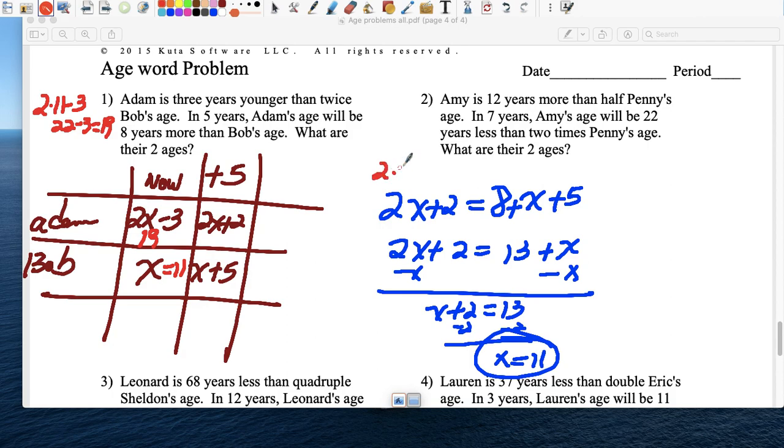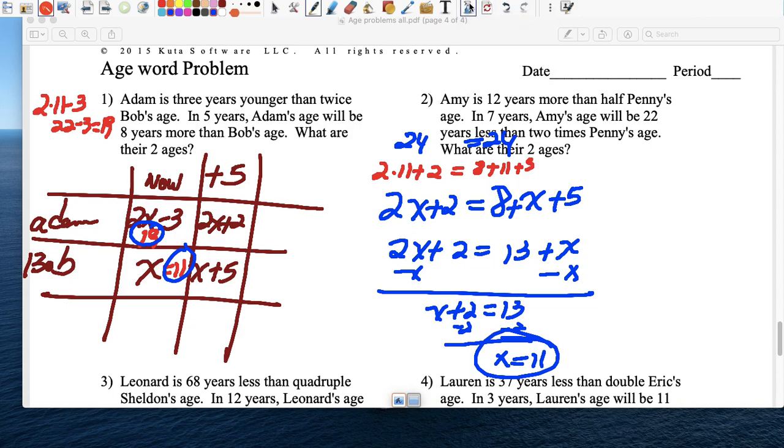Let's check as well. So it's 2 times 11 plus 2 on the left side. On the right side, it's 8 plus 11 plus 5. I replace the x's with 11. On the left side, 2 times 11 is 22 plus 2. That gives me 24. On the right side, 8 plus 11 is 19, 19 plus 5 is also 24. Very good. And the answer is 19 and 11.